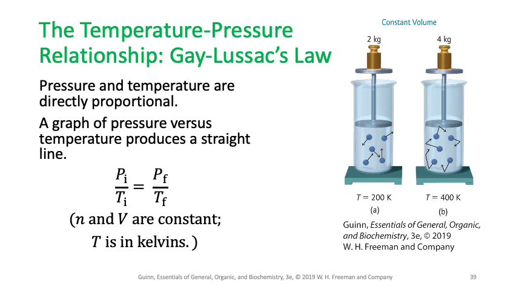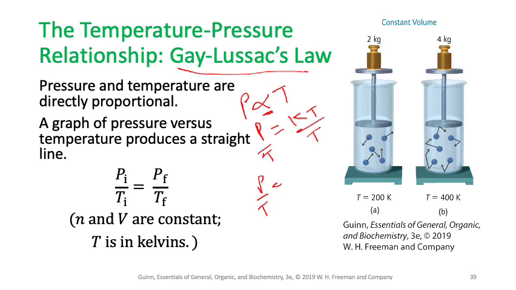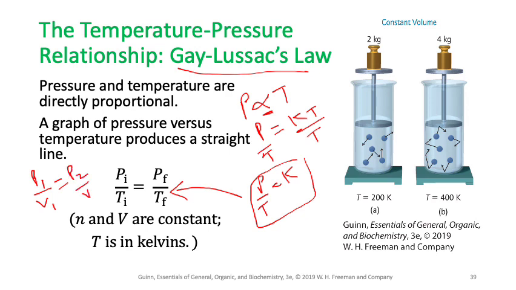Okay, now let's talk about the third law, Gay-Lussac's law. Gay-Lussac's law says pressure is directly related to temperature. Again, the same thing. If you remove the proportional sign, you get K times T, and then divide both sides by temperature. You get P over T equal to a constant. So the ratio is constant, and we can get from here to Pi over Ti equals Pf over Tf, or I can say P1 over T1 equals P2 over T2. Same thing, right? As long as the number of moles and volume are constant.